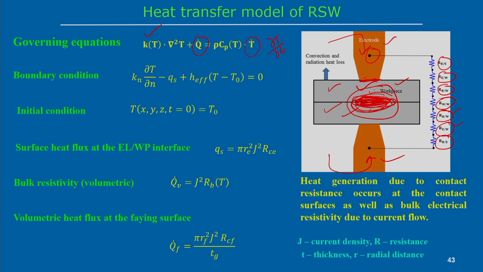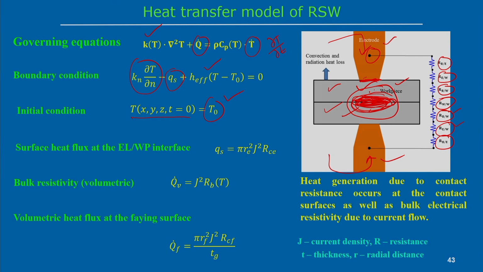Now, for the boundary condition, the same kind of boundary condition applies at the surface: convection and radiation heat loss by using the effective heat transfer coefficient. Q is the heat flux, the surface flux applied to the solution domain, and this is the heat conduction at the boundary. The balance of these things gives the mathematical form of the boundary condition. Since this is a transient problem, some sort of initial condition will be there, T equal to T0, that is the initial condition.